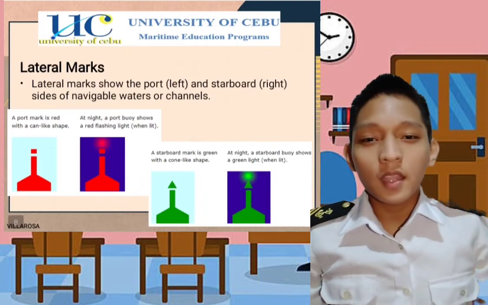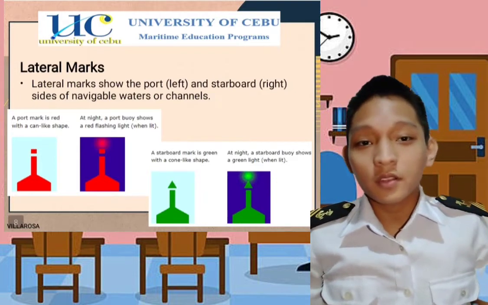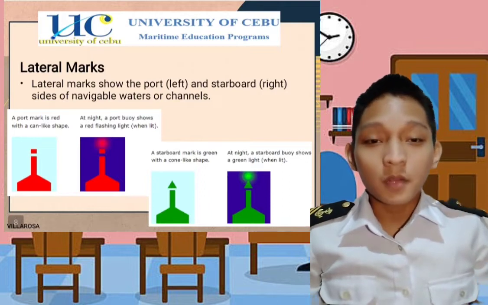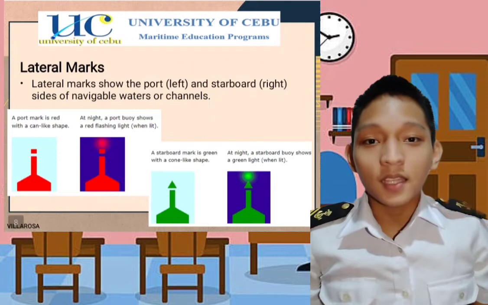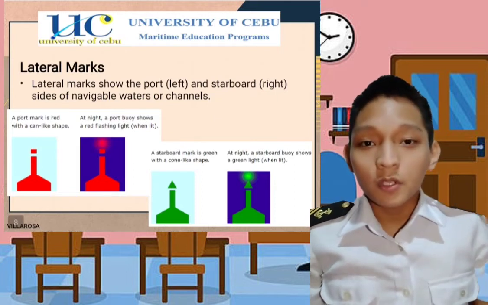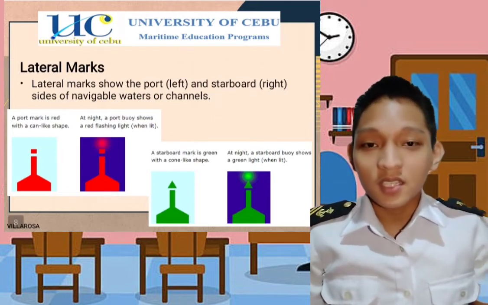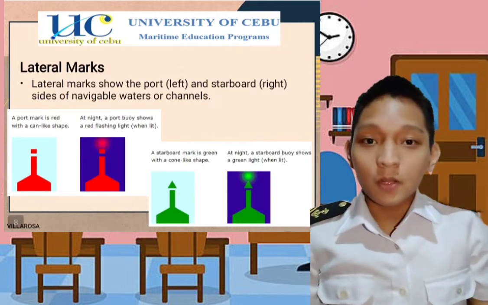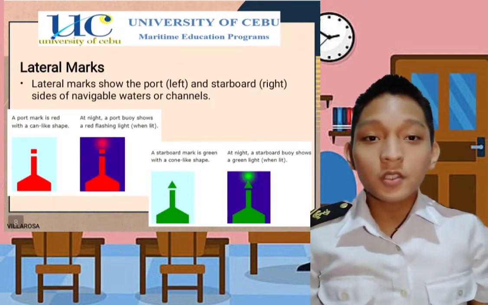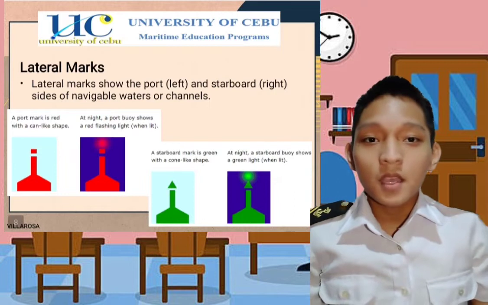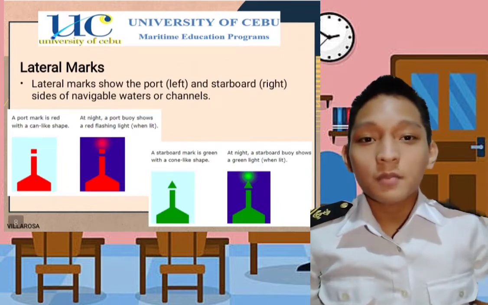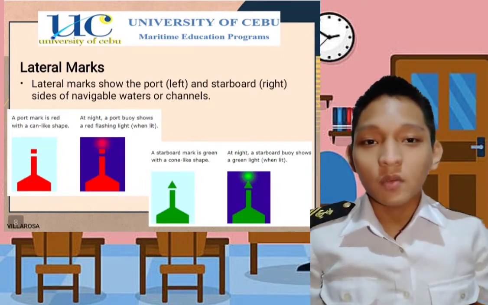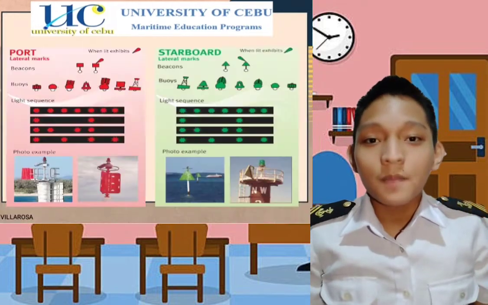Upon navigating within waters or channels, a port mark is colored red with a can-like shape, and at night, a port buoy shows a red flashing light when it's lit, while a starboard mark is colored green with a cone-like shape, and at night, a starboard buoy shows a green light when it is lit.